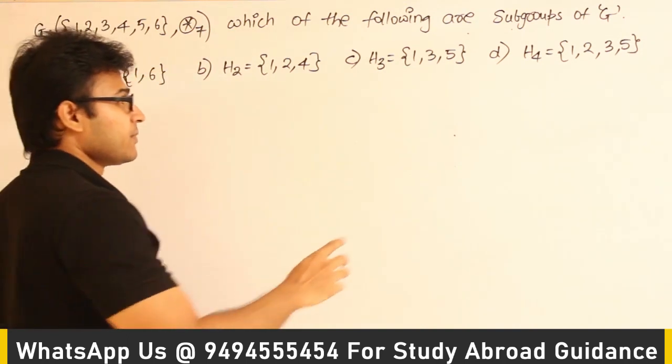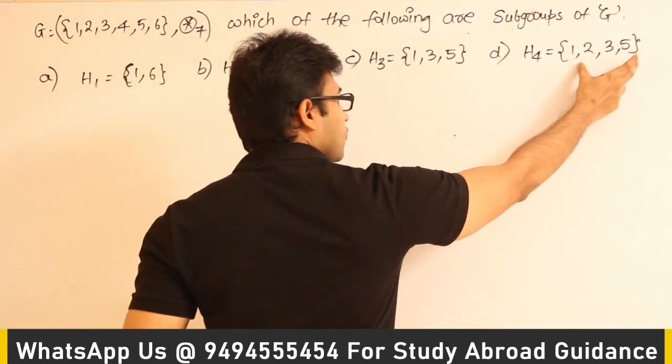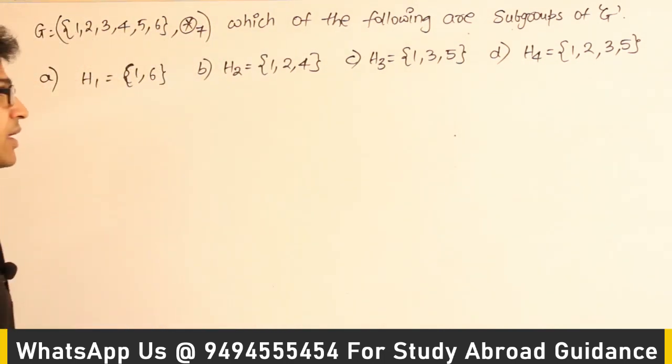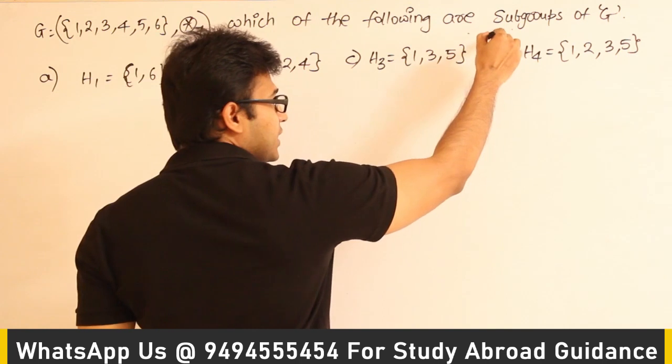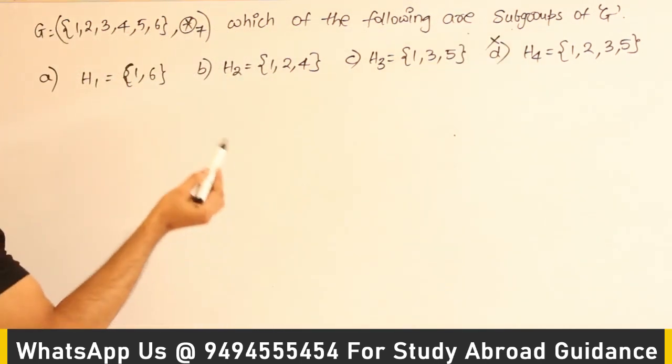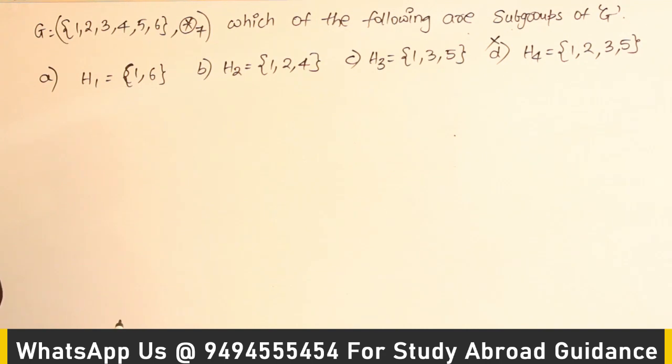And what about this one? Here the order is 4. 4 does not divide 6. Therefore, according to Lagrange's theorem, we can rule out D, the possibility that it could be a subgroup. Therefore, the subset H4 cannot be a subgroup, directly by saying it. Now, for the remaining, you should test by using theorem 1 or theorem 2. Let's go with theorem 2.